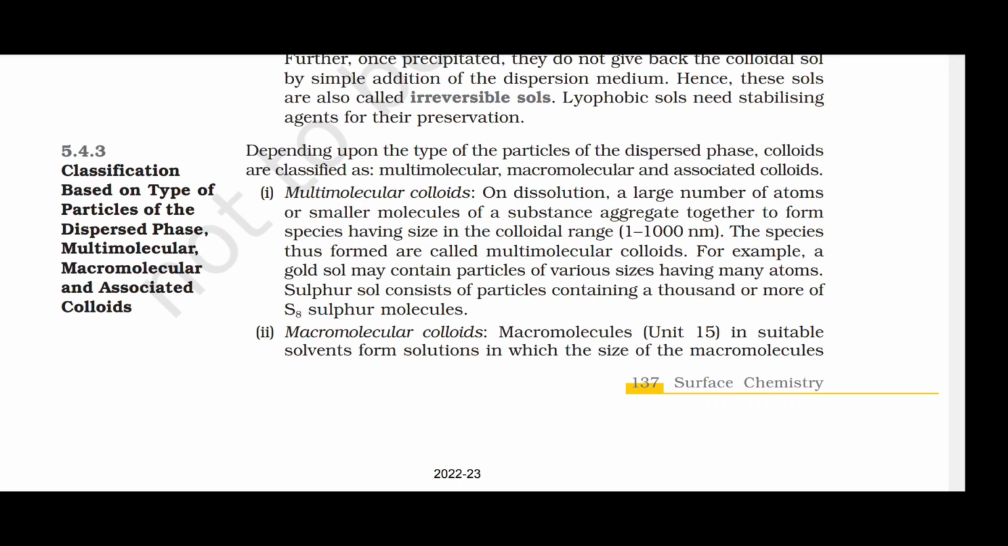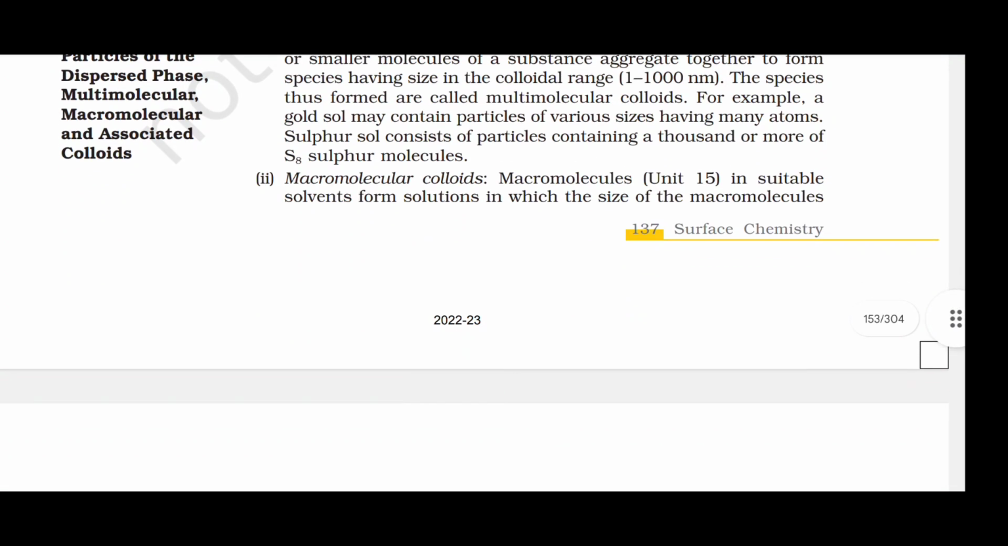Multimolecular colloids. On dissolution, a large number of atoms or smaller molecules of a substance aggregate together to form species having size of the colloidal range, 1 to 1000 nanometer. The species thus formed are called multimolecular colloids. For example, a gold sol may contain particles of various sizes having many atoms. Sulfur sol consists of particles consisting of 1000 or more of the S8 sulfur molecules.